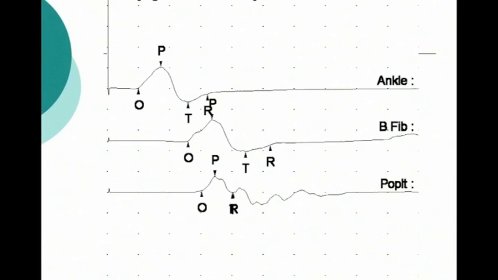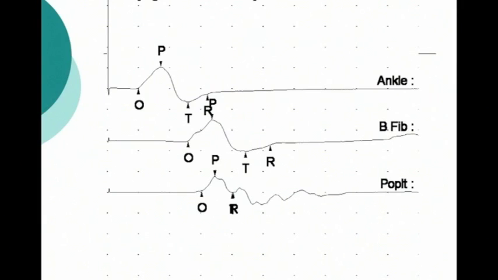What happened at the popliteal fossa? The response is spread. We call that a dispersed response. The amplitude is lower, but if you see the first elements of the response, where the O, P, T and R are, it's beginning to look like the ankle and the knee, and then it stops looking like them. What this patient has is a compression or entrapment or pressure or injury or lesion of the peroneal nerve between the popliteal fossa and the fibular head.